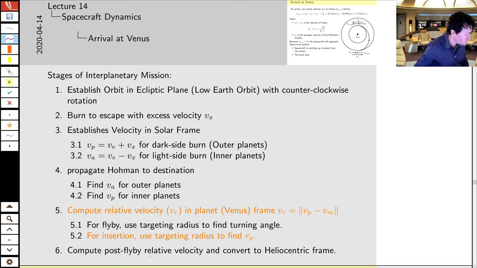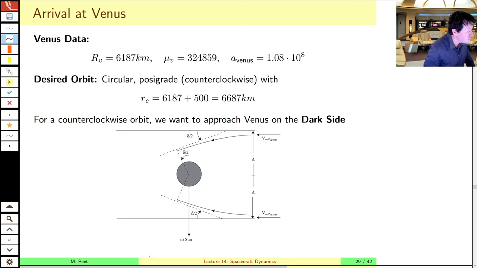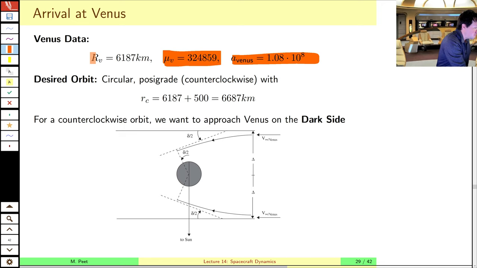So now we're going to insert into Venus orbit, right? Here's the data we want. So first of all, the mu of Venus. We need that information. Not 398600, for Earth, but very similar, actually. We've got the distance to Venus here. We've got the radius of Venus, so like 6378, but 6187. Venus is very close to Earth in many ways. A little bit smaller, but not much, right?